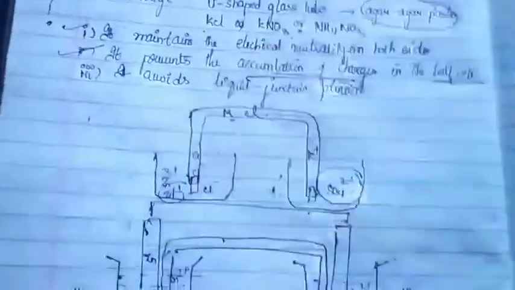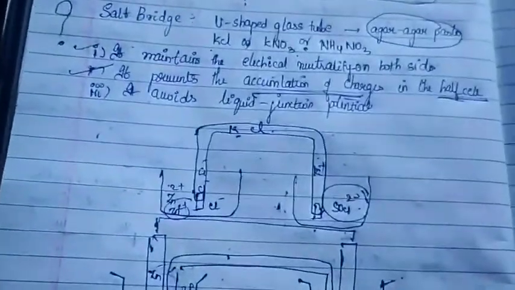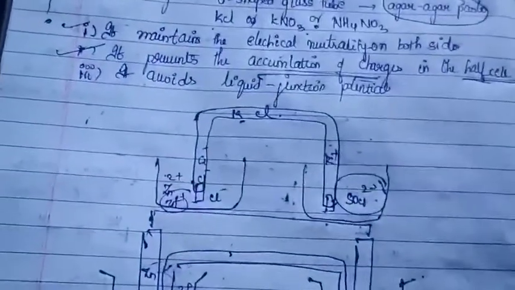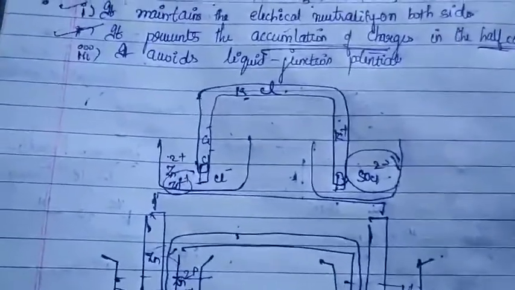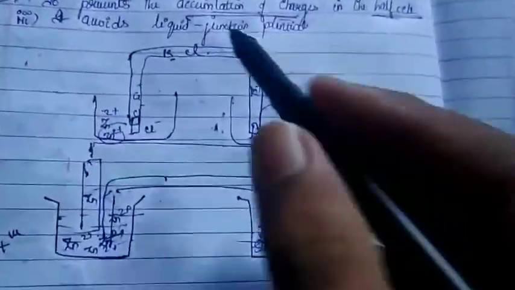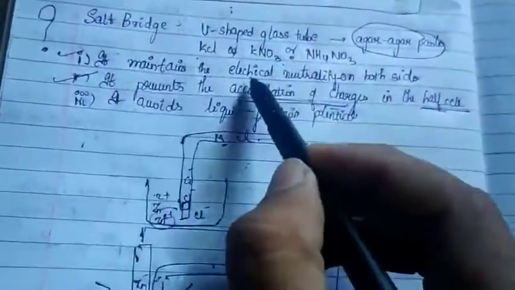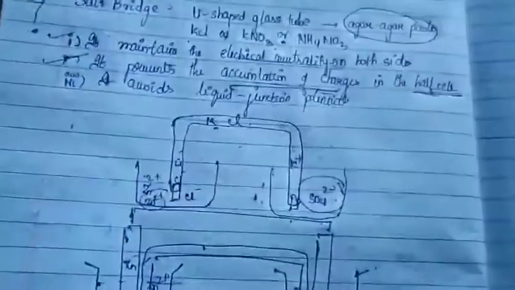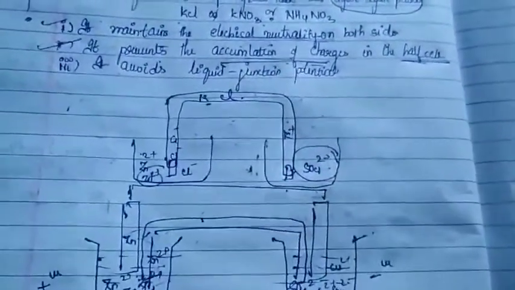In case you are not using the salt bridge, what happens? Overall the potential will get dropped to 0. Potential 0 andre artha eno, there is no electron flowing. For the continuous flow of the electron and for the generation of the electricity, we are using this salt bridge. That is the reason we say that it maintains the electrical neutrality on both sides and prevents the accumulation of charges in the half cell.